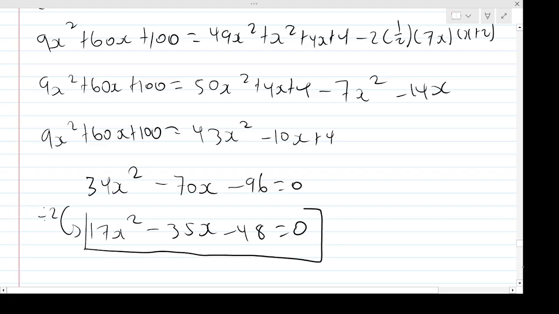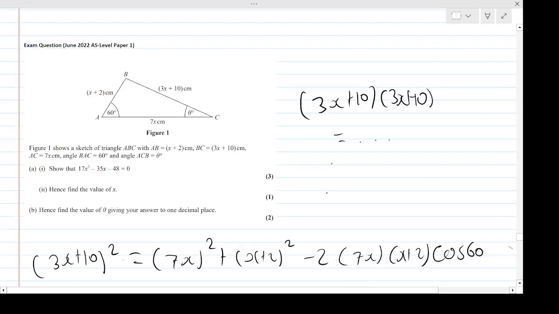So I've shown that equation. So that's the idea, right? If you see a weird equation they ask you to show out of nowhere, just work out what you know. What can you work out with the triangle? Well, I know the cosine rule, so I can go from there. Okay, cool. So then the second part there says, hence find the value of x for 1 mark.